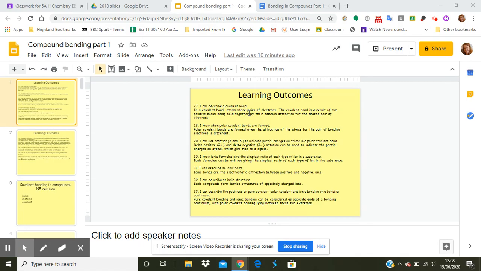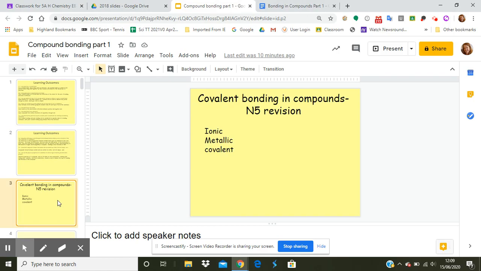I thought I'd go over a quick intro to compound bonding. Now, we've done lots of bonding in the elements. Pretty much a lot of this is revision, but there's one or two wee things as we go along. So the learning outcomes are in the first two slides. Here's a quick recap on covalent bonding in compounds from last year.